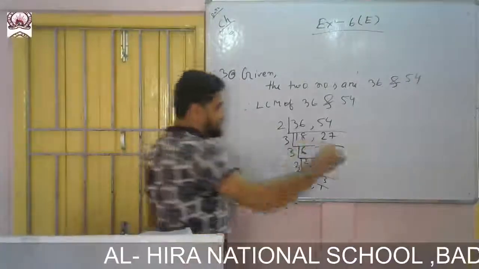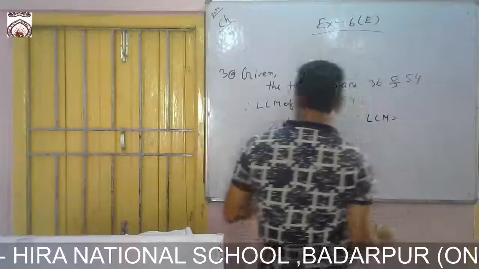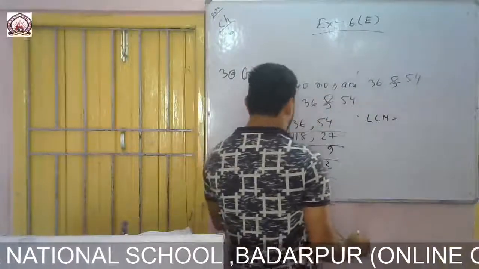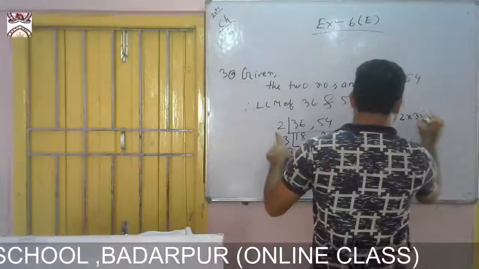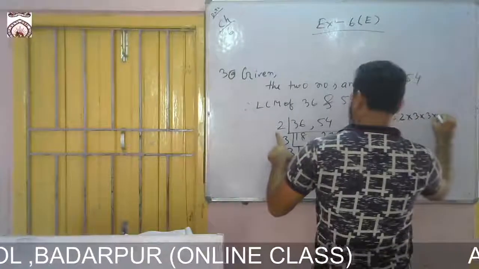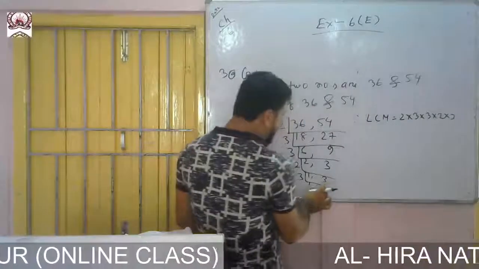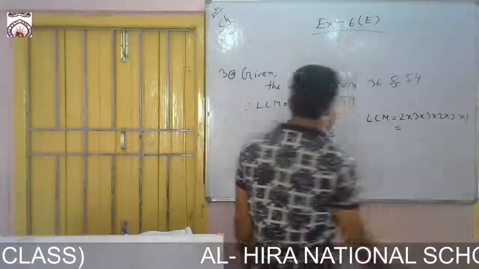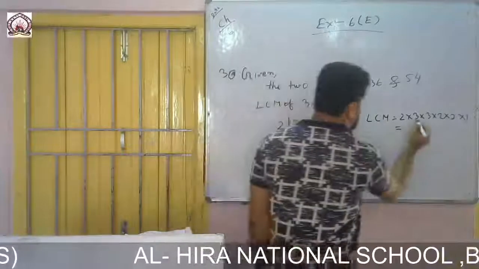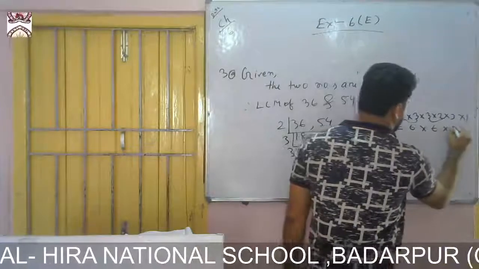Therefore LCM equals the multiplication of all of these factors. So write 2 into 3 into 3 into 2 into 3. And this into 1 into 1, that is 1. I am directly writing 1 here. So 2 3s are 6 into 3 2s are 6 into 3.